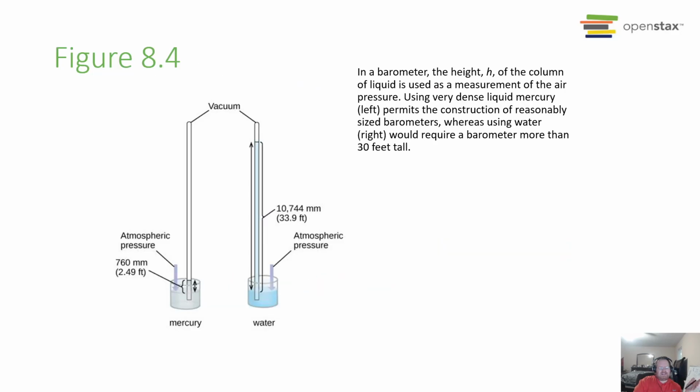Now, how does this thing actually work? What does a barometer do? So the idea is we have this tube. There's a picture here from your text, figure 8.4. But the idea is you've got a tube. It's sealed off on one end, and it's placed into some type of liquid. And inside this, at the top of the tube, there's going to be a vacuum. It's not filled with air. It's not filled with anything.